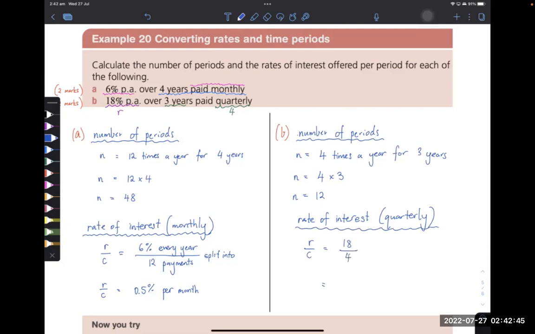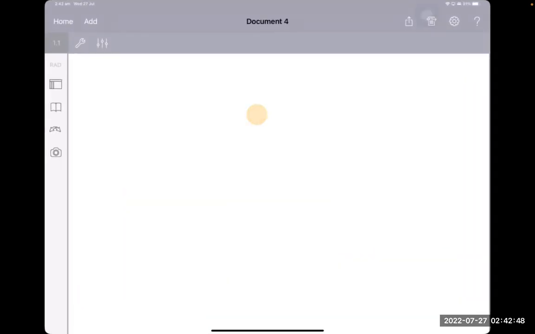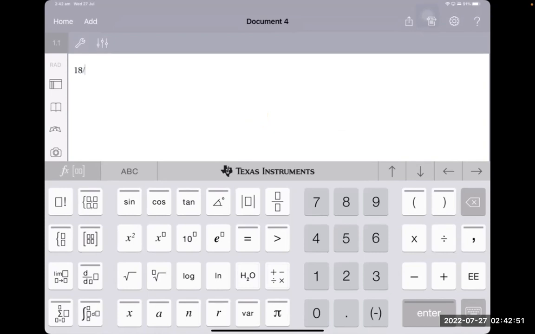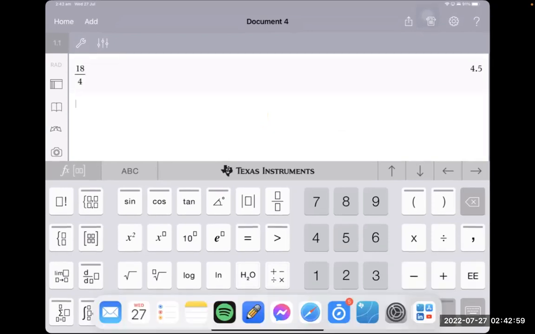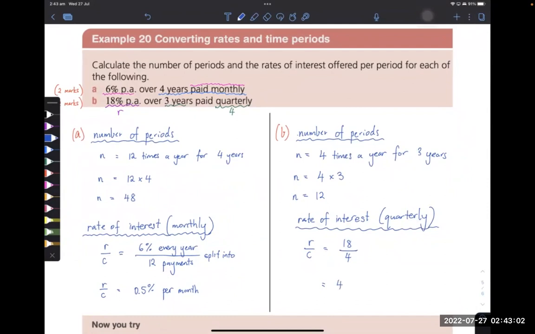What this gives us, and we can go to the calculator here, any calculator, you got 18 divided by 4. You can either press Control Enter, or you can find this approximately equal sign. You can see equals to 4.5. So what this means is we have 4.5% per quarter. Okay, so 18% if it's every year, but if we're breaking it down to per quarter, it's only 4.5% per quarter. Same amount, it's just a different time period.